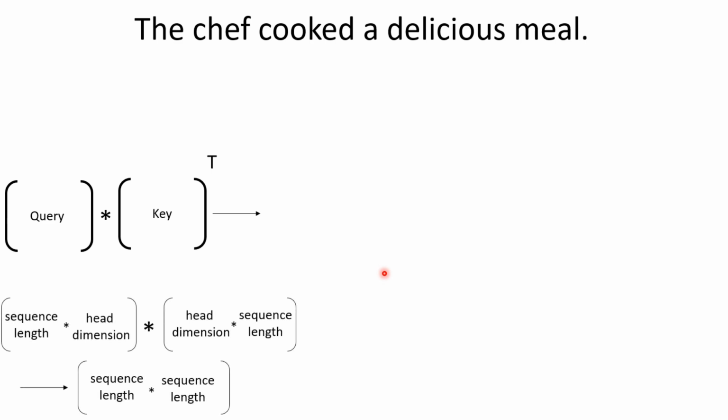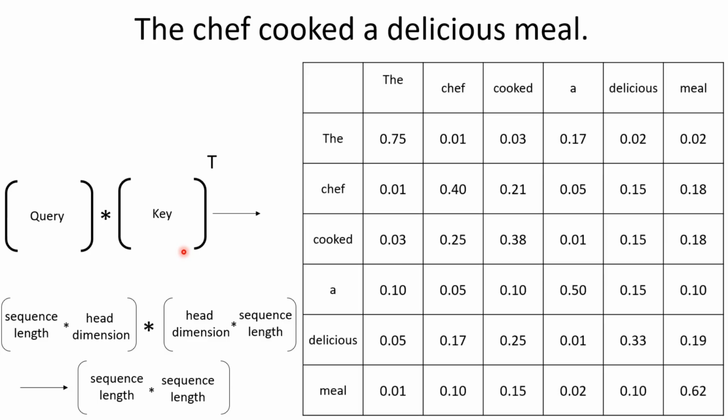Let's go to our previous example. For this sentence, we matrix multiply the query by the key, and after applying softmax, each row in the resulting matrix shows how much each token pays attention to every other token. With softmax applied, the probabilities in each row sum to 1.